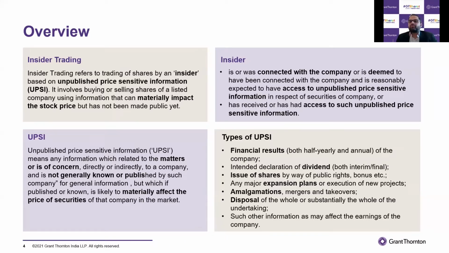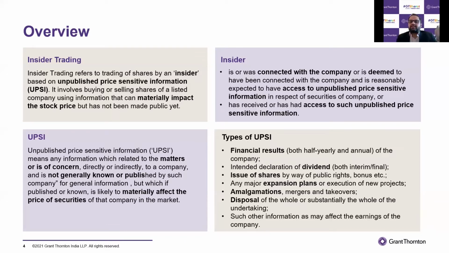Now, what are the types of unpublished price-sensitive information? As I said, anything that is of significance, that is of concern, and that can materially impact the stock price. So it could obviously, intuitively, include financial results, intended declaration of dividend, any mergers, acquisitions, divestments happening, or disposal of any particular thing. And in fact, since we are in a post-pandemic world or a pandemic world, depending on what point of view you look at, even the health of the key promoters or key managerial personnel of the company is unpublished price-sensitive information.